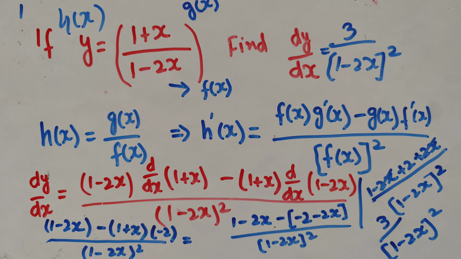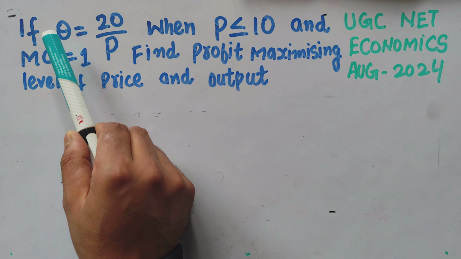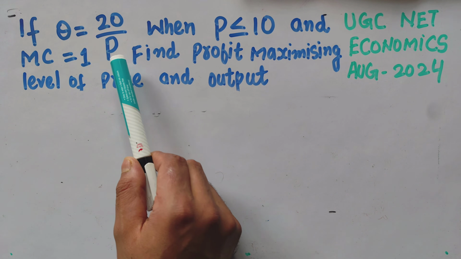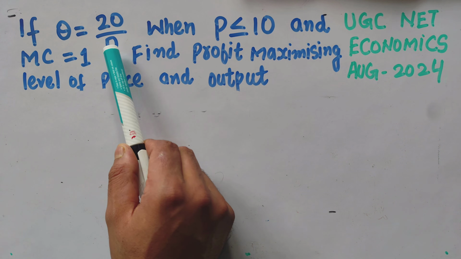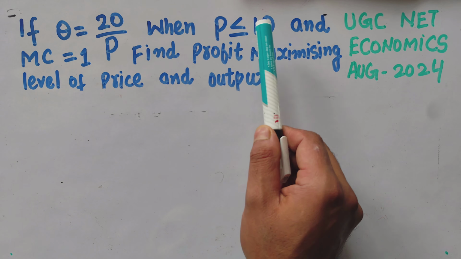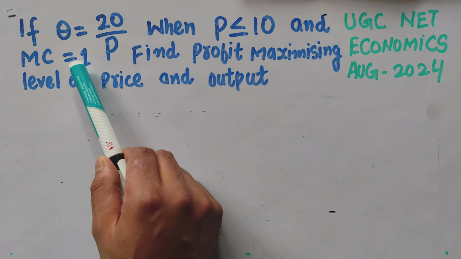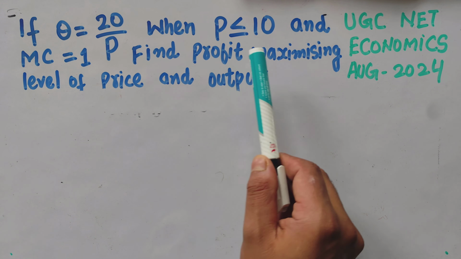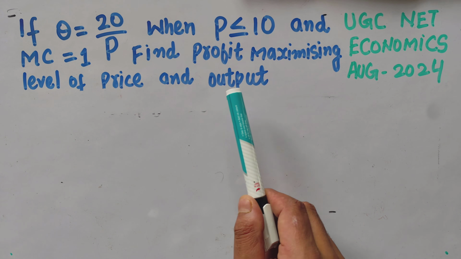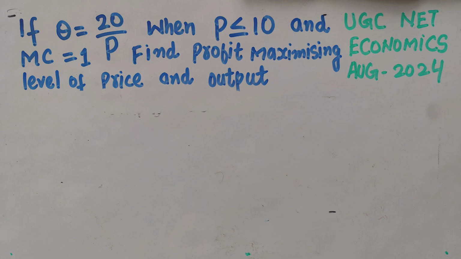Okay, the question is: if the demand function is Q is equal to 20 upon P, where Q is the output and P is the price, when price is less than or equal to 10 and marginal cost is equal to 1, we have to find the profit maximizing level of price and output. I don't remember the options, but I will try to solve this question here.